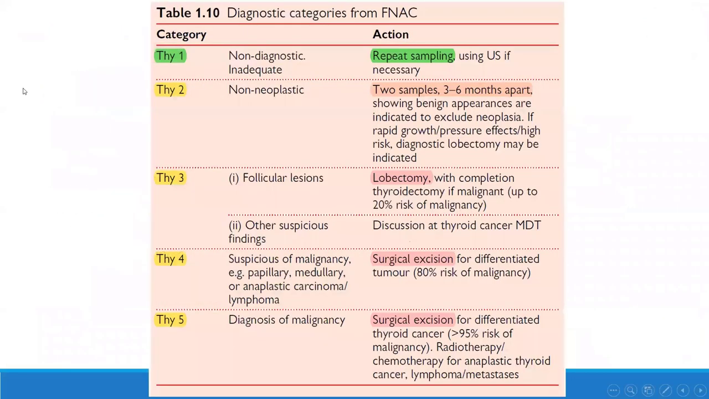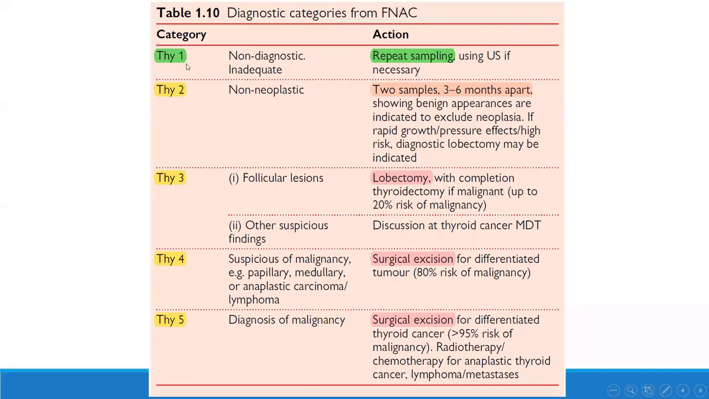So the description of the categories is very important because in a lot of exams they ask about the description of the categories. For example, in our exam, they ask about the description of category 1. Category 1 is a non-diagnostic or inadequate sample. Category 2, non-neoplastic. Category 3, atypia or follicular lesion of undetermined significance. Category 3F. Category 4, suspicious for malignancy. Category 5, diagnosis of malignancy.